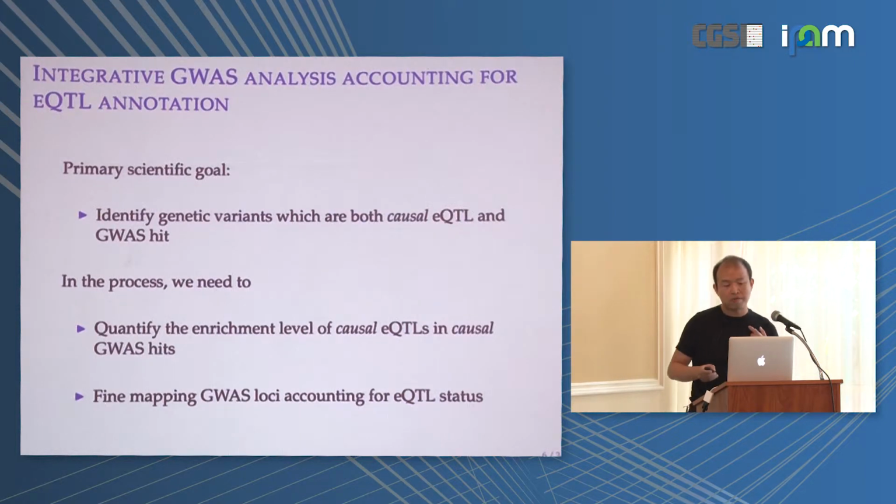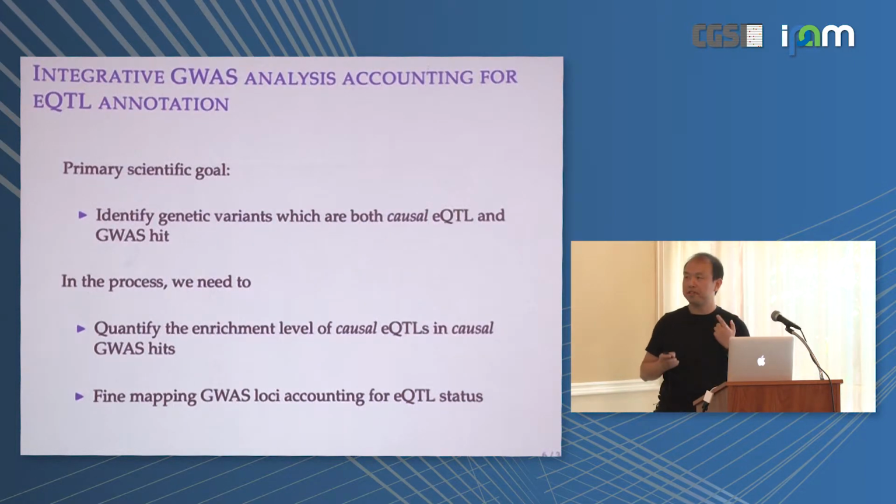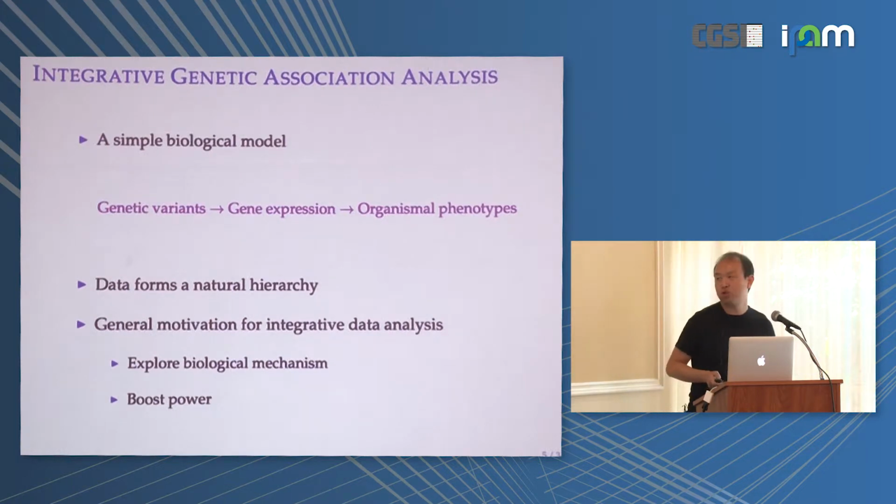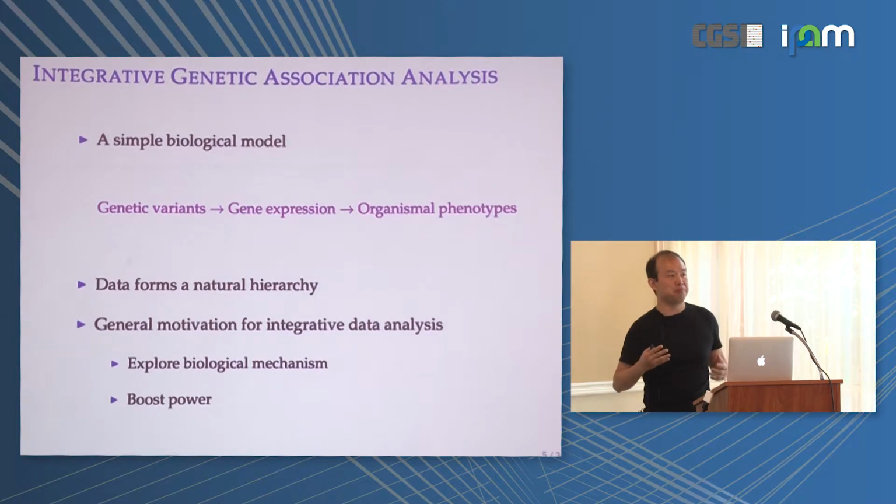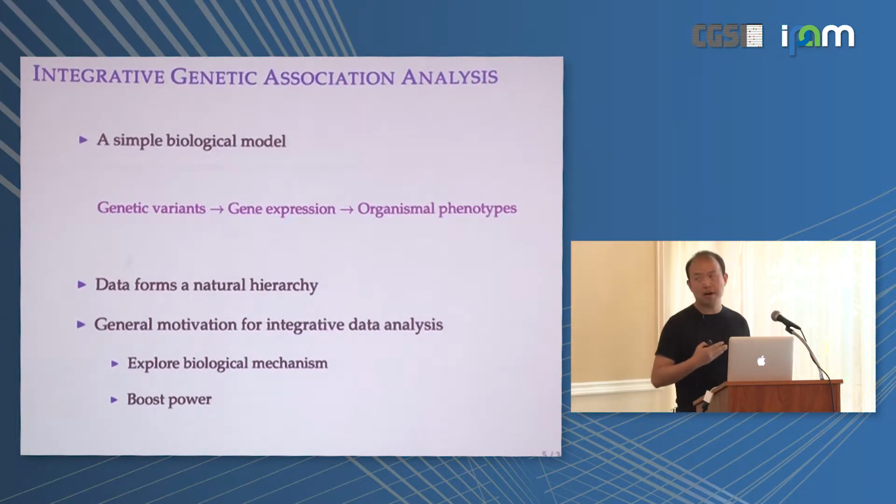I'll demonstrate this through a few examples, maybe not obvious at this point. The second point here is you need to do a very good job in terms of fine mapping GWAS loci, accounting for the EQTL status. Is that clear? If you have questions, just ask. This is very important to understand the problem we're trying to solve here. Okay, so you may already have something like an algorithm to do this in your mind. I'm just trying to do the approach I was advocating a few minutes ago.